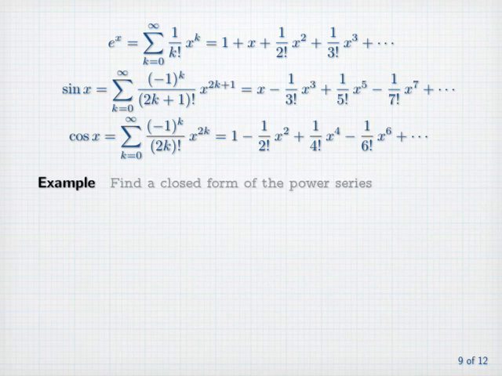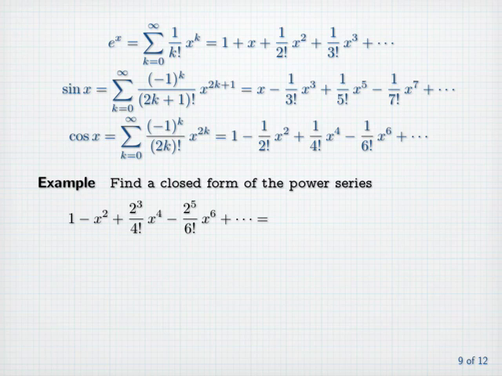Another example. Find a closed form of the power series 1 minus x squared plus 2 cubed over 4 factorial x to the fourth minus 2 to the fifth over 6 factorial x to the sixth, and so on. Now notice that we only have even powers of x, and the kth term appears to be minus 1 to the k times 2 to the 2k minus 1 divided by 2k factorial times x to the 2k. That formula works for all terms except the first one, the constant term 1.